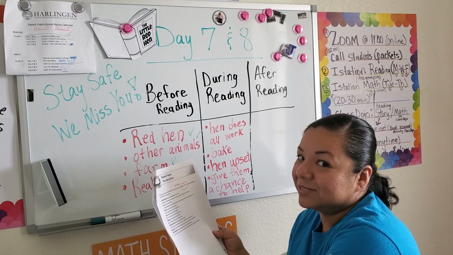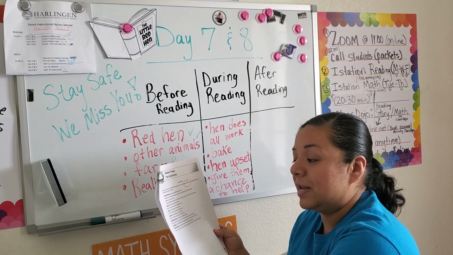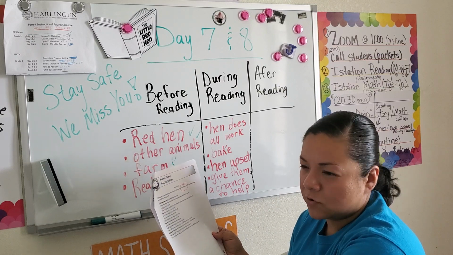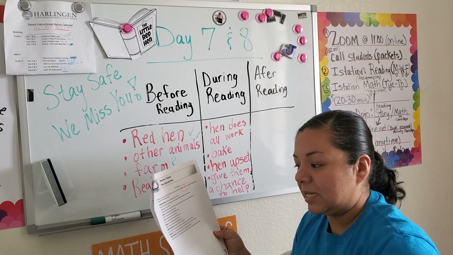Think about how the hen is feeling right now. How would you feel if they didn't help you? Okay, Little Red Hen looking at her friends angrily. So now she's just looking at them. Remember, they weren't looking at her, what they were telling us.